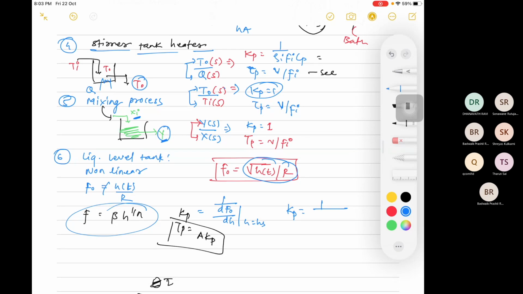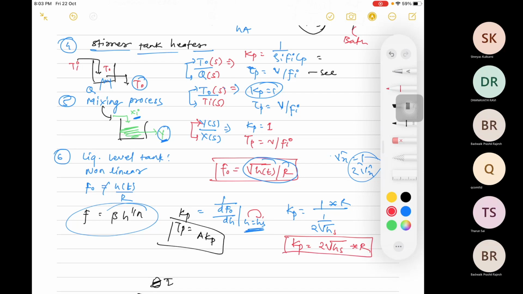If you differentiate, what is the derivative of root x? 1 by 2 root x. No, wait a minute, the derivative of root x is 1/2 root x, right? Correct. So this is 1/2 root h, and the value of h is hs. h at hs. This is your equation. So in class you would have got this equation: 2 square root hs into r is your Kp. Is it?